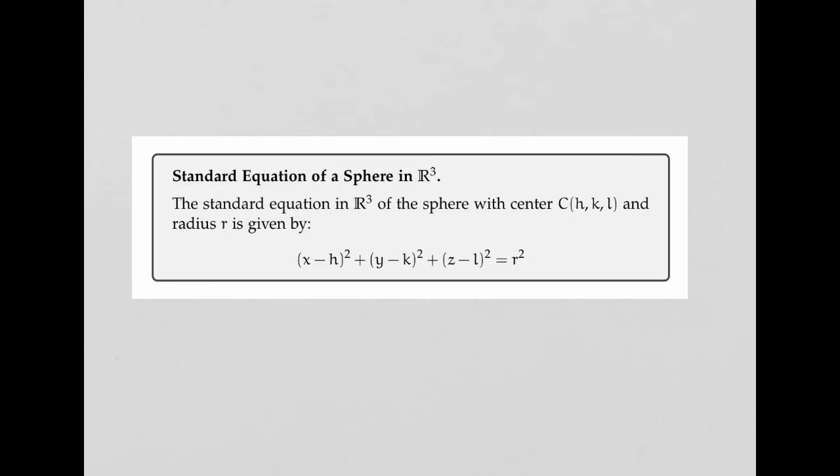Now let's look at the standard equation of a sphere in R3. For a sphere with center (h, k, l) and radius r, the standard equation of that sphere is given by (x minus h) squared plus (y minus k) squared plus (z minus l) squared equals r squared. Let's look at the first example. Find the standard equation of the sphere with center C (-5, 2, 11) and radius 14.